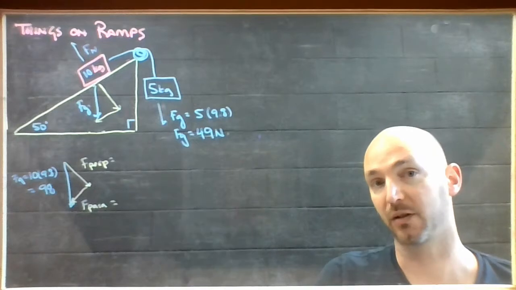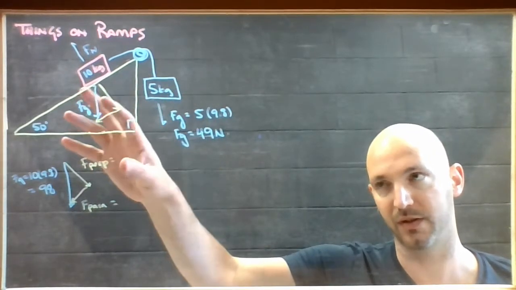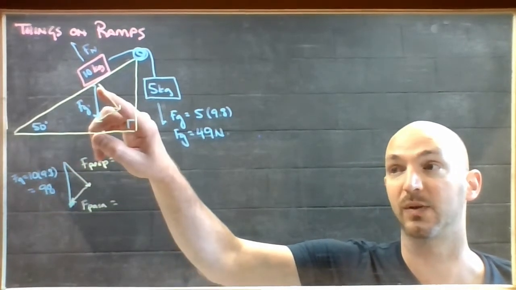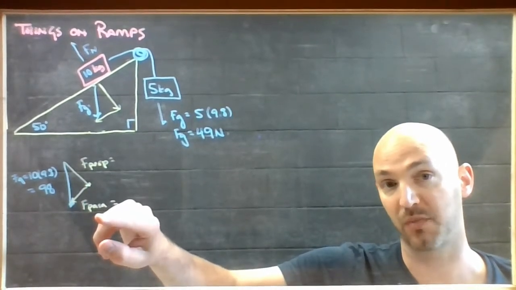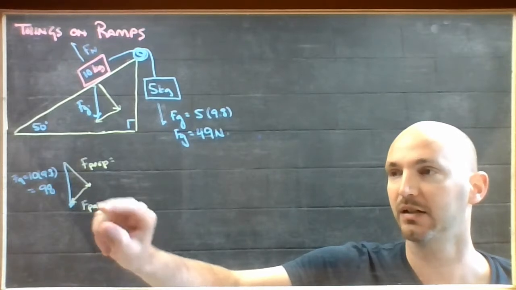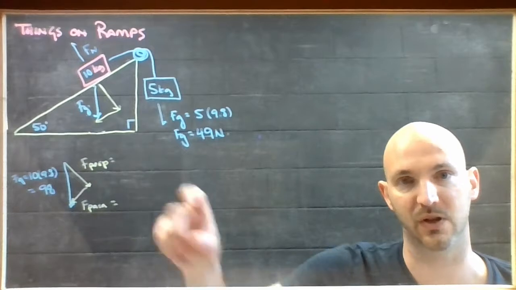Now, the perpendicular part, if you remember the sort of geometric magic that happened, if this is 50 degrees, then so is that corner up there. That's here. That puts the parallel component opposite to the 50 degrees, so I'm going to use sine. I have the perpendicular component adjacent to the 50 degrees, so I'm going to use cosine.